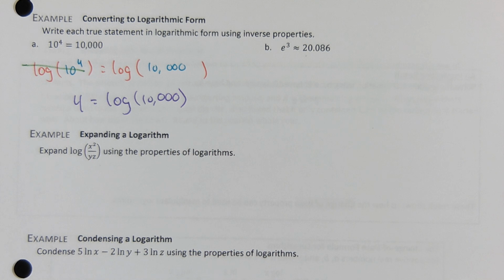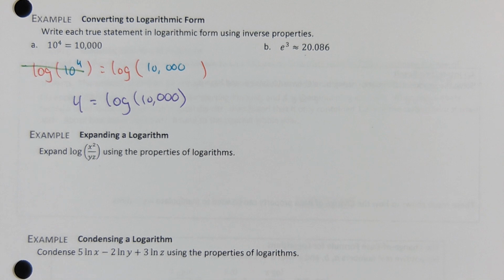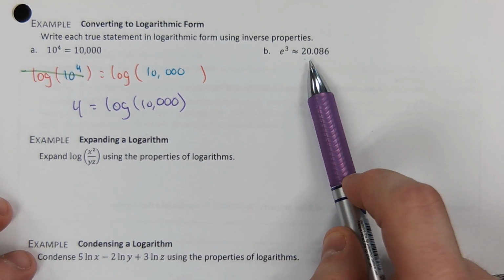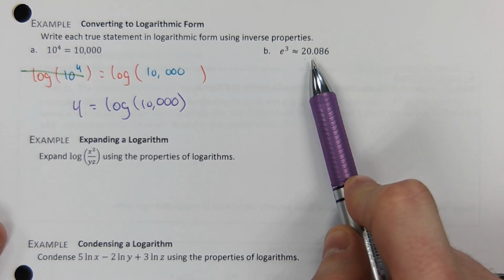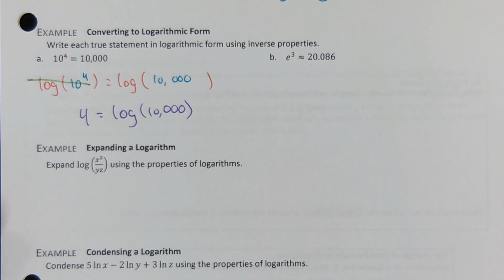And the number e, which is like, what, 2.718-ish? It's a little bit less than 3. So if you raise a number that's less than 3 to the third, you expect a number that's less than 27. And that's what you get. E to the third is 20.086-ish. It's rounded. But what am I going to use to cancel?